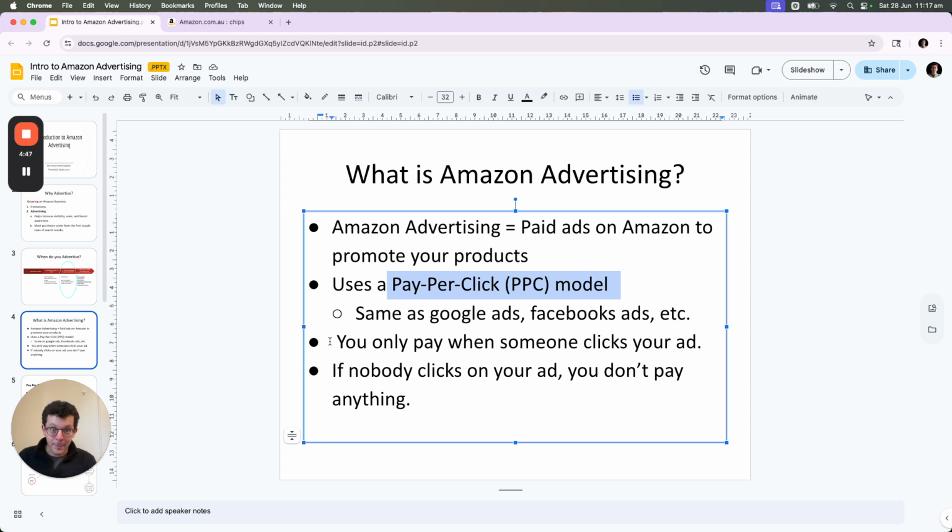So what is pay-per-click, PPC? Basically, these are ads that you run, but you only pay when someone clicks on your ad. So if you run an ad on Amazon and nobody clicks on it, you don't have to pay anything. Even if that ad was shown to thousands of customers, it's only when a customer actually clicks on the ad that you are then charged for that click. That's why it's called pay per click.